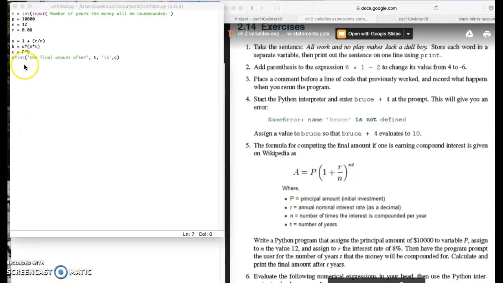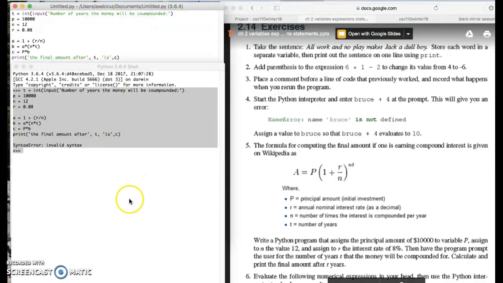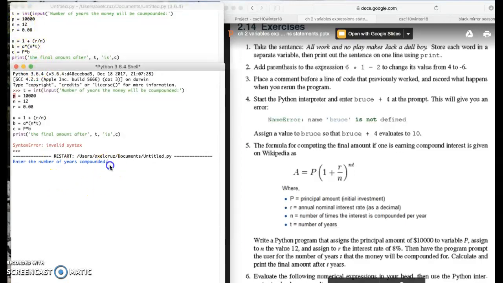And then after, I have to print all of this, so let's see. Let's run it. And here it is asking me for the number of years. So it will be 12 months, and the years will be only 1 year. So let's see. So this will be the answer.